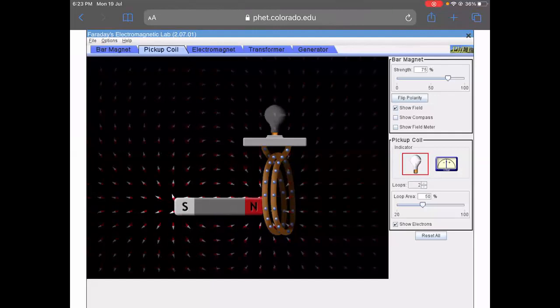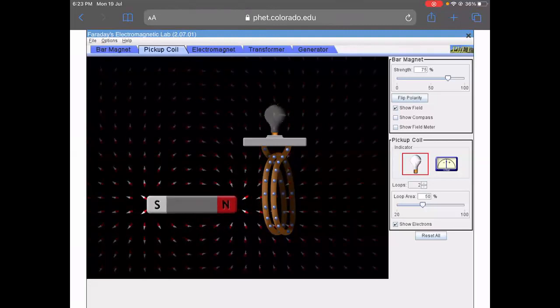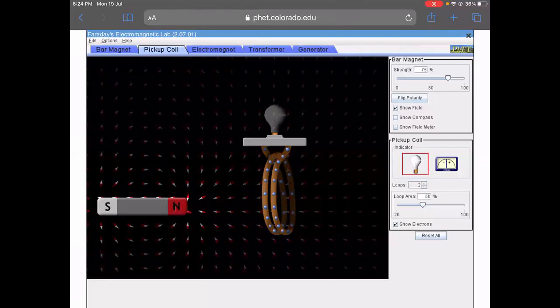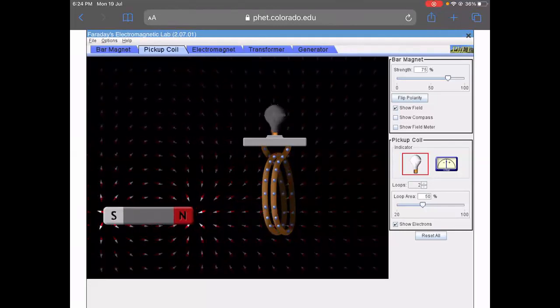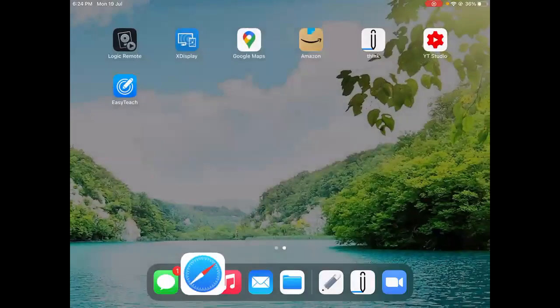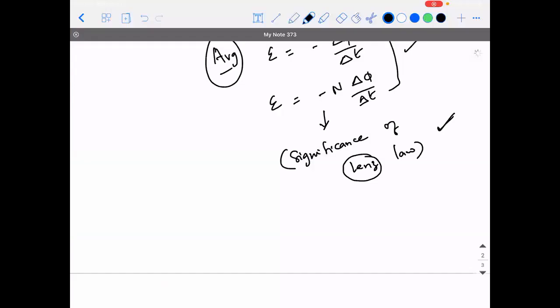Anti-clockwise. If I move the same north pole away, see what is going to happen. Clockwise. It went clockwise. Yes, sir. Let's do it a little faster. Anti-clockwise when I move it towards, and if I move it away, it went clockwise. Right. Now, let's look at the same thing in a diagrammatic format.